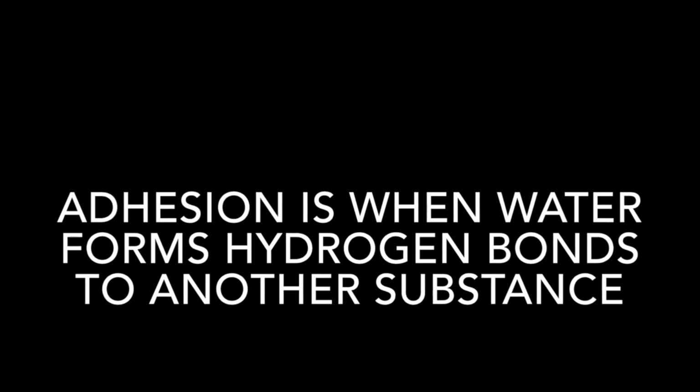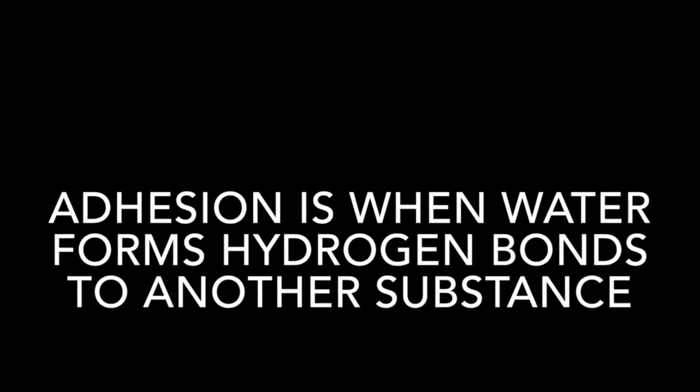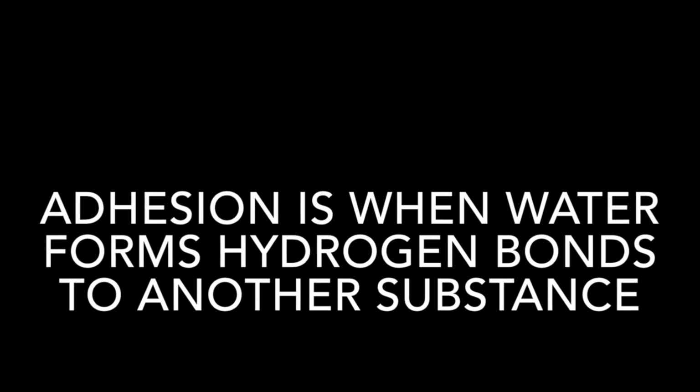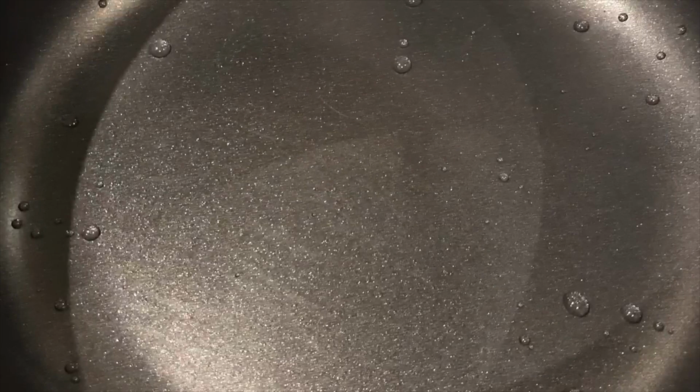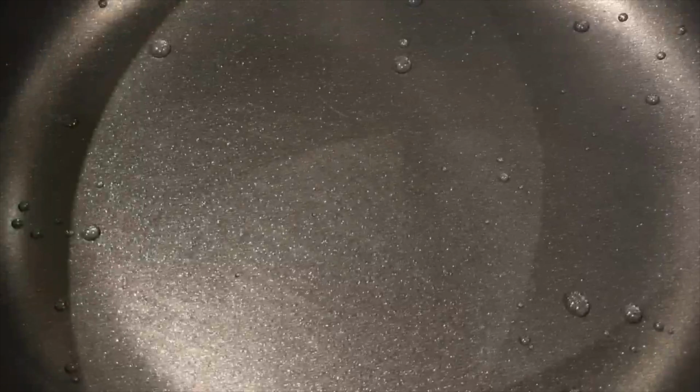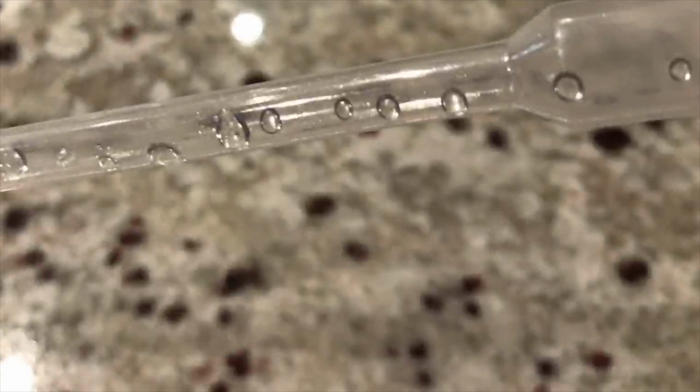Adhesion is when water forms hydrogen bonds to another substance. For example, this cooking pot has water droplets on the side and on the bottom. The water droplets haven't dried up yet, so they stick to the surface of the pot. Another example is the pipette. After sucking in the water and releasing it, the inside of the pipette has water droplets because of adhesion.